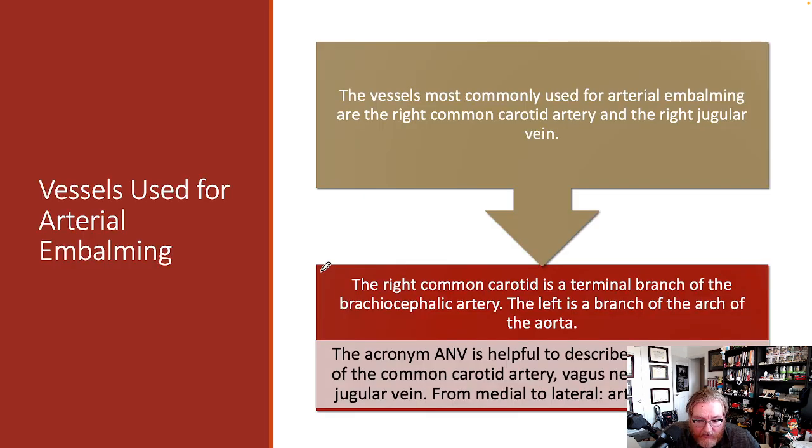The vessels most commonly used for arterial embalming are the right common carotid and the right jugular vein, followed probably secondly by the femoral artery. The right common carotid is a terminal branch of the brachiocephalic, as we learned last chapter, and the left is a branch right off the arch of the aorta. The acronym ANV is helpful to describe the relationship of the common carotid artery, vagus nerve, and internal jugular vein. So artery, nerve, vein. Remember that the artery is the most medial, the nerve is in the center, and the vein is most lateral.